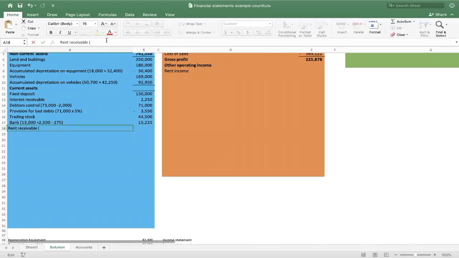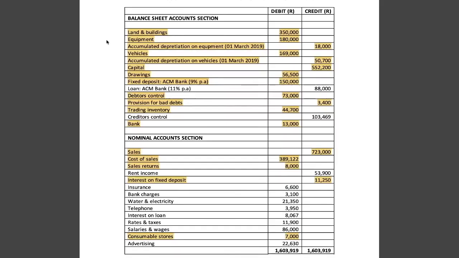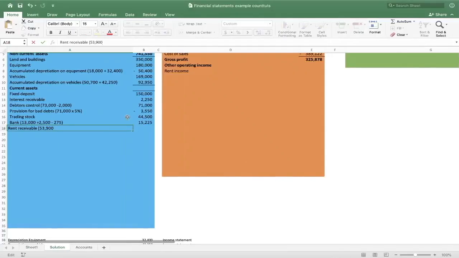So we know that for the 11 months it was 53,900 Rand, as we can see here in our pre-adjustment trial balance. And then we divide that by 11 months because we know it's for 11 months. And then we should have our answer, the rent receivable that we are yet to receive for the final month, which is February 2020. And what answer does it give us? It gives us 4,900 Rand. That is how much we are still to receive.